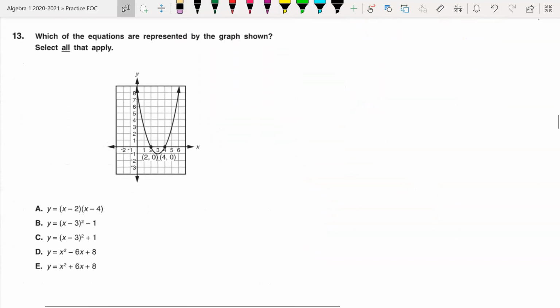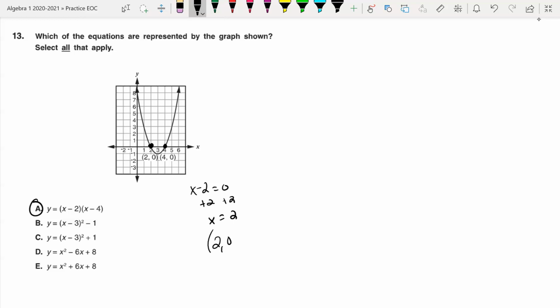Number 13, which of the equations are represented by the graph shown? Select all that apply. So when we're doing this, the solutions, if you remember, are the x-intercepts. However, I want to change the signs on it. So x minus 2, x minus 4. So I know A is going to be an answer because if I set x minus 2 equals 0 and I solve it, I get 2, which means (2, 0) would be a coordinate, which means it's a solution. And the same way with x minus 4, I would solve it, I would get 4. All right, so we know A works.